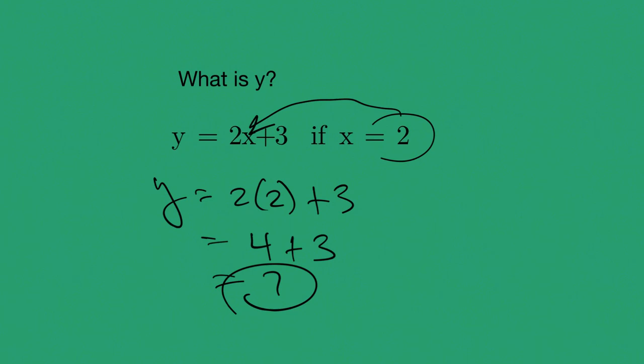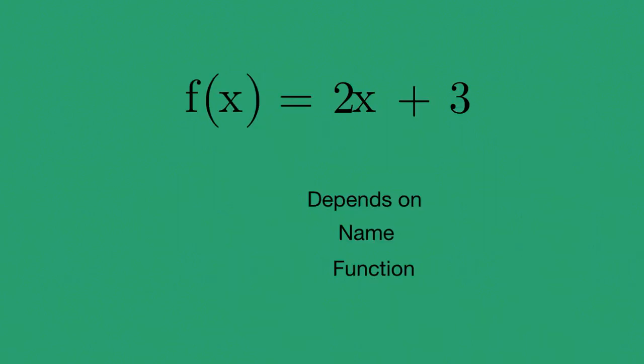Okay? We've got an equation, y equals 2x plus 3. Told you that x is equal to 2. We plugged the 2 in for x. 2 times 2 is 4. 4 plus 3 is 7. 2 goes in, 7 comes out. We're good with this. It's that problem right there. It's the same problem.